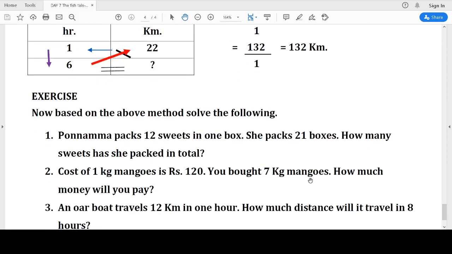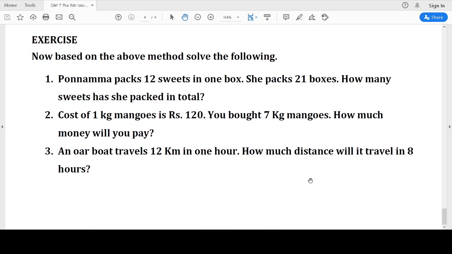Now some questions are given for you to work. I hope you will be solving these 3 questions following the questions which I discussed. You follow the same steps, solve these 3 questions, and we shall meet tomorrow.